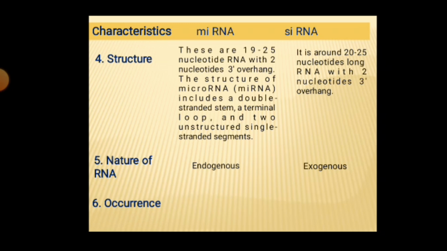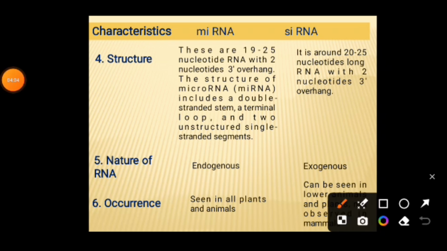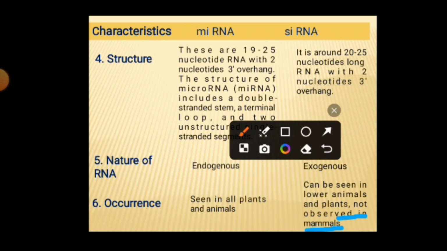Next is the occurrence. The miRNA is seen in all plants and animals, whereas the siRNA can be seen in lower animals and plants, not observed in mammals. But this miRNA is observed in the mammals. So, miRNA is observed in the mammals, but siRNA are not observed in mammals.